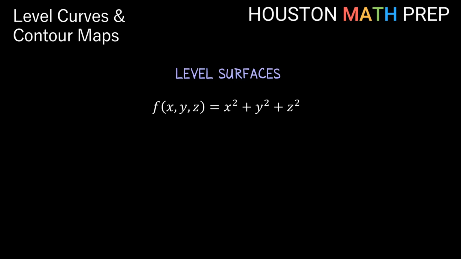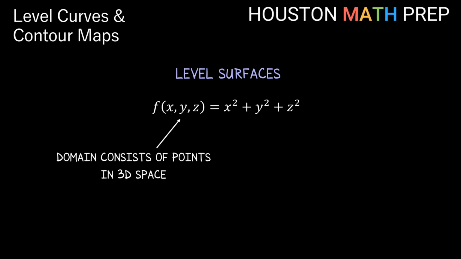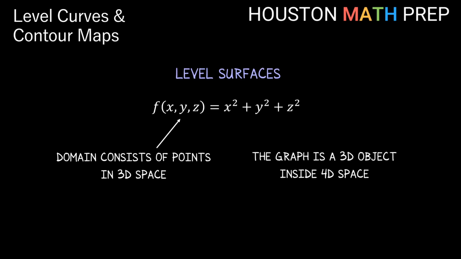If we start talking about a function of more than 2 variables, then our idea of level curves has to be expanded to what we call level surfaces. So here we've got a function of 3 variables, x, y, and z, and this tells us that our domain would consist of points in 3D space. We would need to plug in an x, a y, and a z value to get a value from our function. So if we try to imagine the graph of this function, it would be a 3D object inside of 4-dimensional space. Not easy to picture here, right?